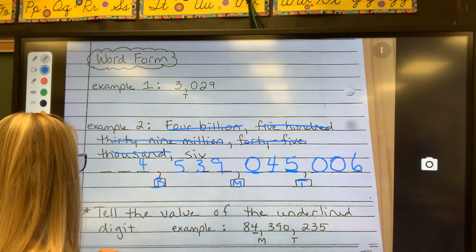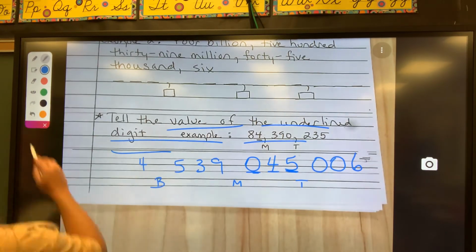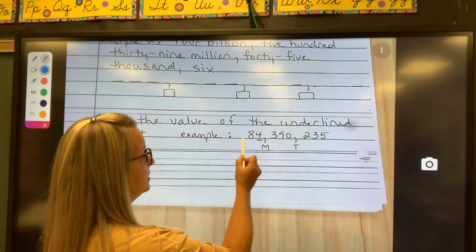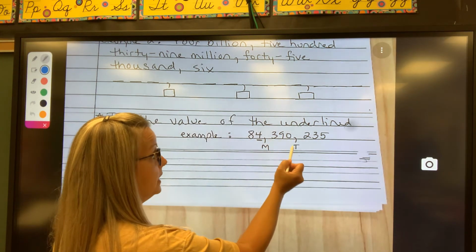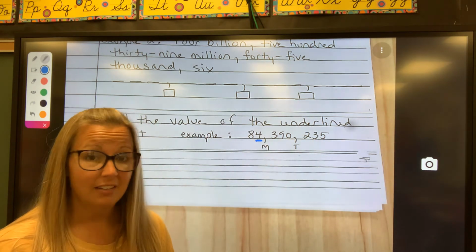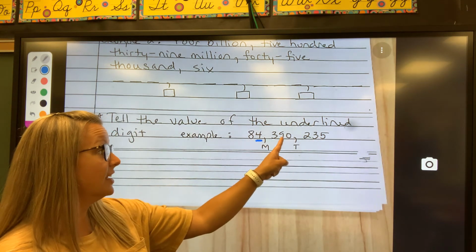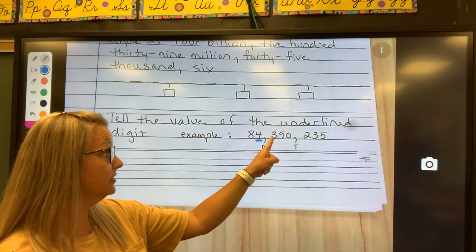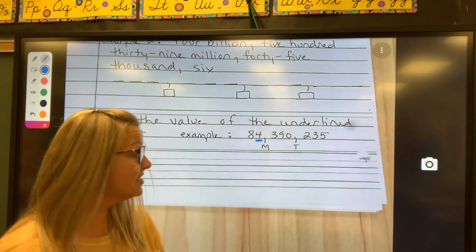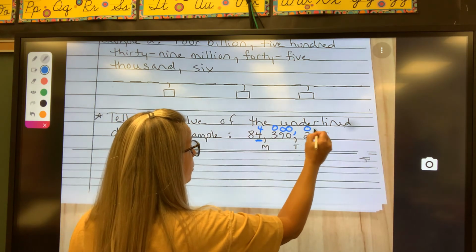All right, one last thing that we need to talk about is tell the value of the underlined digit. All right, so let me clear this out. So it says tell the value of this. Here's your example. So I already labeled my commas. It is 84,390,235. What is the value of this 4? Well, what place is it in? All right. This is your ones, tens, hundreds, thousands, 10,000s, 100,000s, millions. So it's worth 4 million. Just that digit alone, all of these would become zeros, and it is worth 4 million.